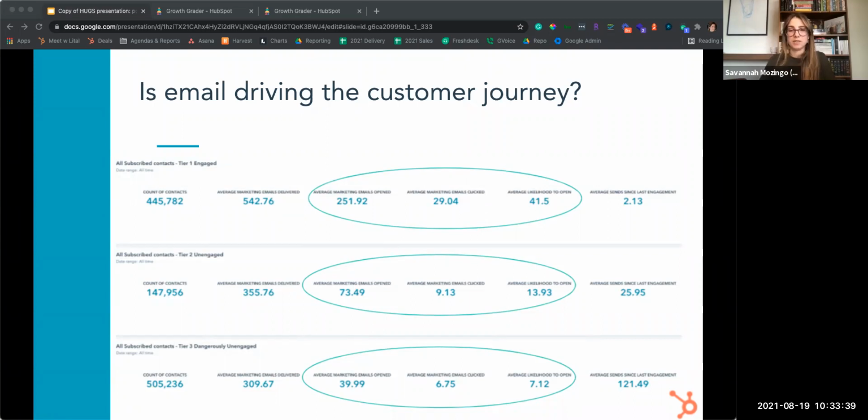So it's really imperative that you audit your tiers of engagement to make sure you have a communication plan in place to keep you above the fold.